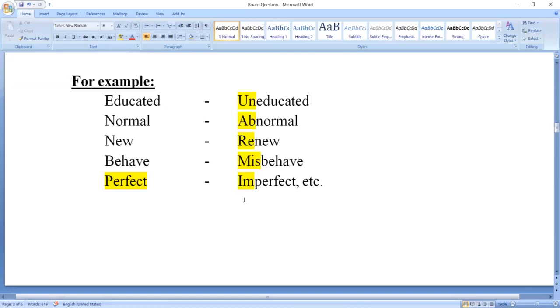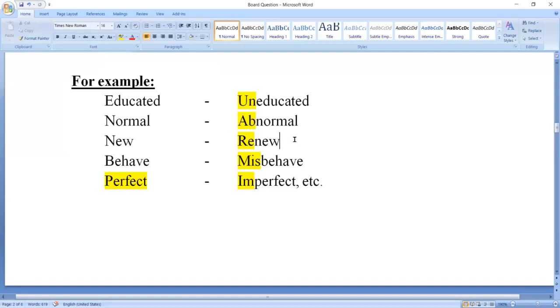So now you have to learn what the prefixes are which we can add to other words, and which word takes which prefix. Here we have five prefixes: "an", "ab", "re", "miss", "im", but we cannot add "an" with perfect, or "im" with educated, or "im" with normal, or "an" with new.